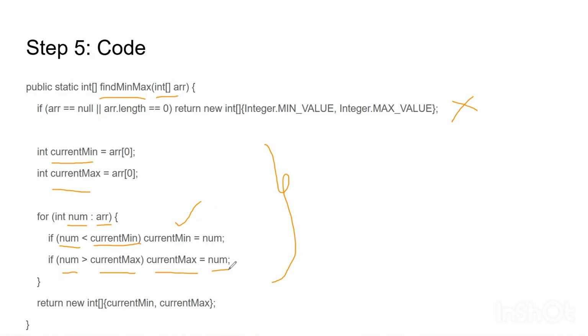Now, once we traverse the entire array, we come across the maximum and minimum value being stored in these variables. So we have to return the array of integer which has max and min value. So we create a new integer array, shove in the min value, shove in the max value, and return. So that way we've solved the problem.